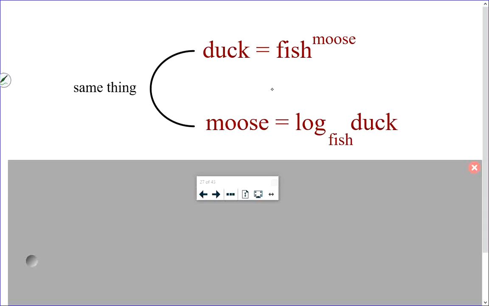And here is why. This is maybe the most important thing today. If you have a math problem in this lesson or further lessons and you don't understand what you're being told, translate it to the other language. If you were given a logarithmic equation and you don't understand it, rewrite it as exponential, and maybe you will. Or vice versa. Okay?